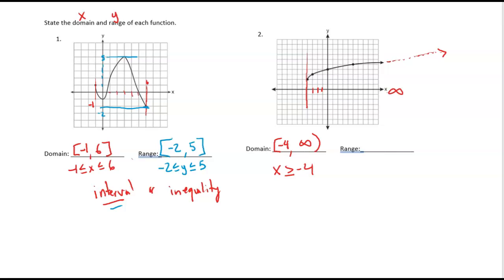For the range, again, it looks like my graph is not going lower than this line right here. So 2 is my lowest number. And then my graph keeps going up and up and up, so it's going to go up forever, and so we have infinity. Always assume that if a graph is going up, it's going to stay going up. And I can write this in inequality notation as y is greater than or equal to the number 2.